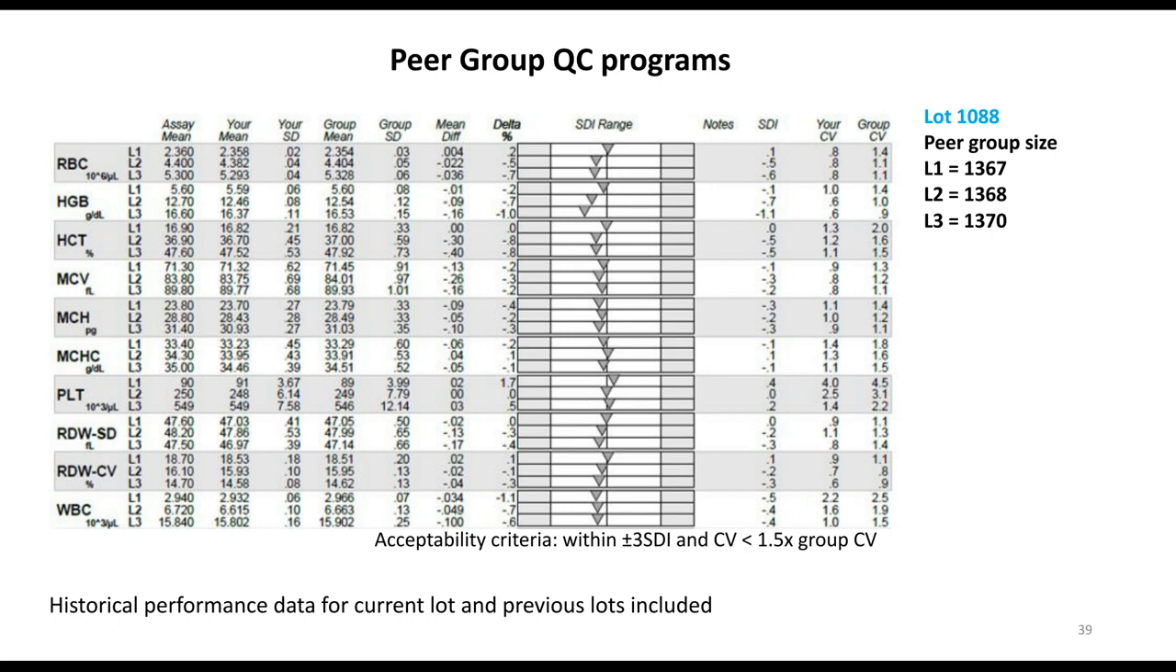An advantage is that this data can be accessed in real time. If the lab experiences an out-of-control event, the tech can access the peer group QC data to determine if the lab's QC value is significantly different than the peer group, suggesting a problem with the lab's measurement system.